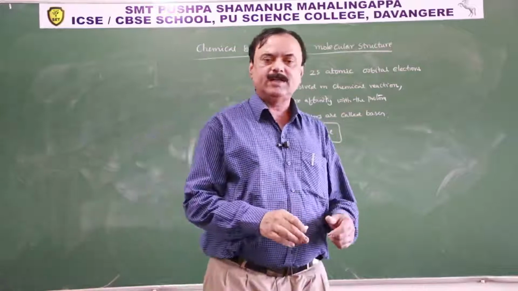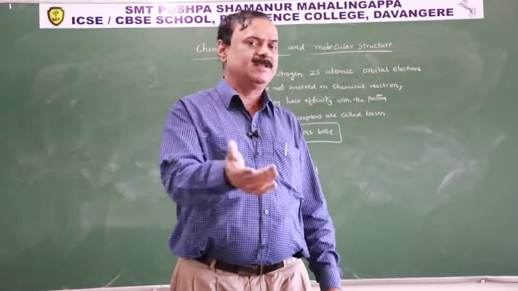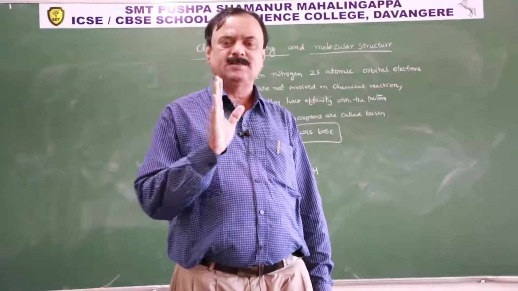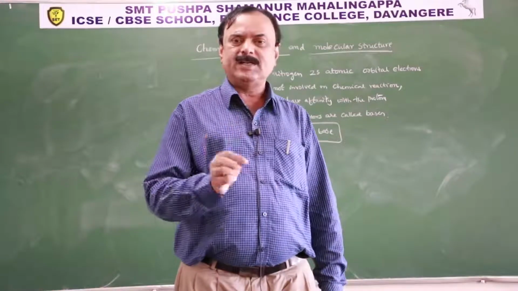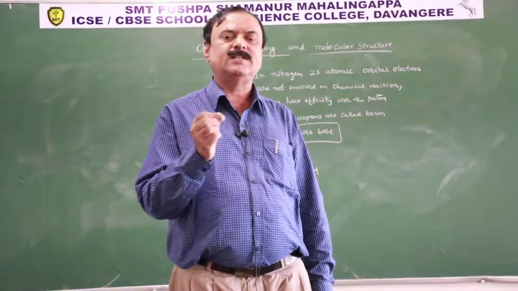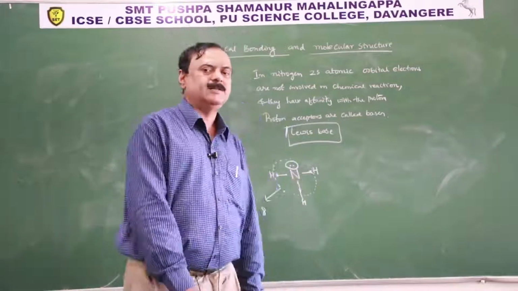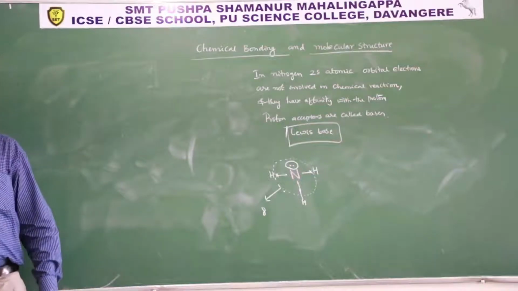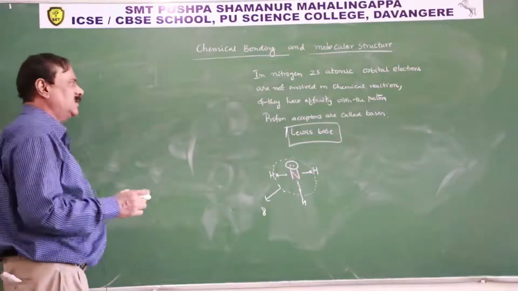You know that electron-rich species act as bases, and electron-deficient species act as acids. Electron-rich species are bases. Electron-deficient species are acids.